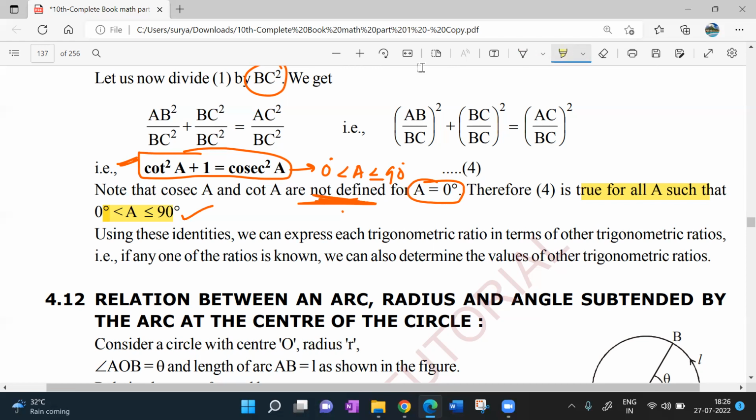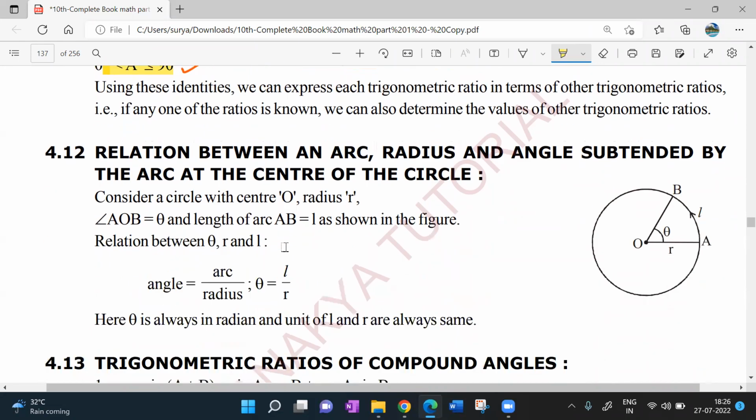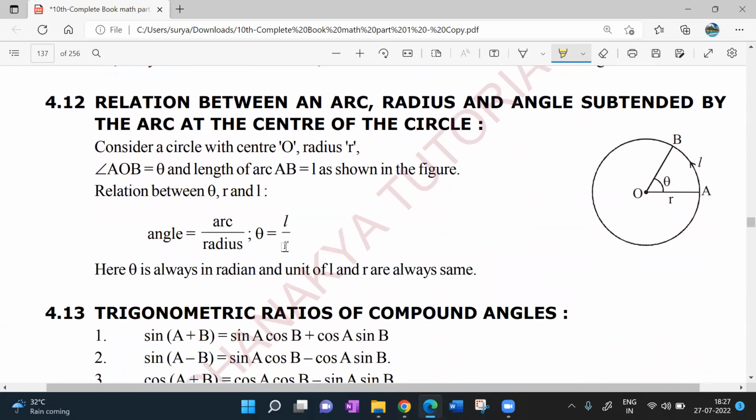Using these identities, we can express each trigonometric ratio in terms of other trigonometric ratios. That is, if any one of the ratios is known, we can determine the values of the other trigonometric ratios. We know this, it's very simple actually. If you know one thing, you can determine the other things.